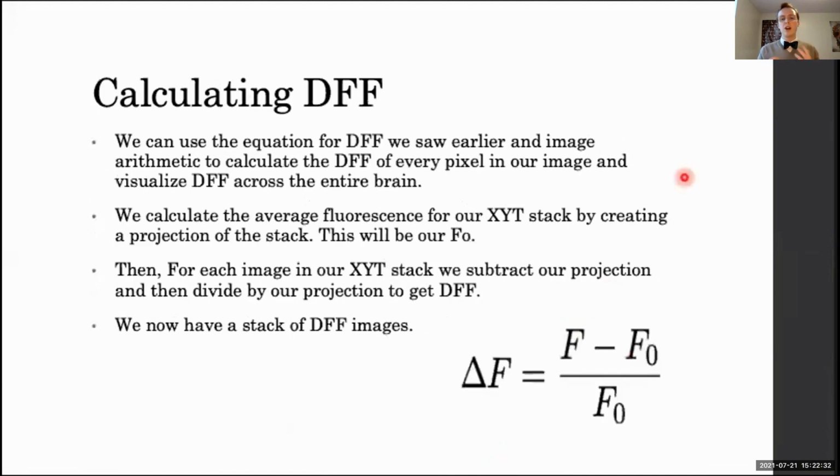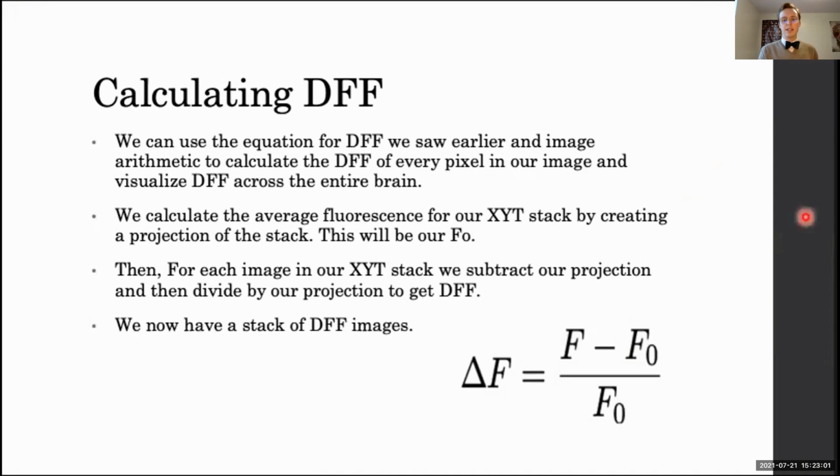So now that you know about image arithmetic, the way in which we can calculate DFF for our stacks should be coming together. We can just use this equation for DFF we saw earlier, combined with image arithmetic, to calculate the DFF for every pixel in one of our images, which will allow us to visualize DFF across the entire brain. Let's go into some more detail on how this is going to work.